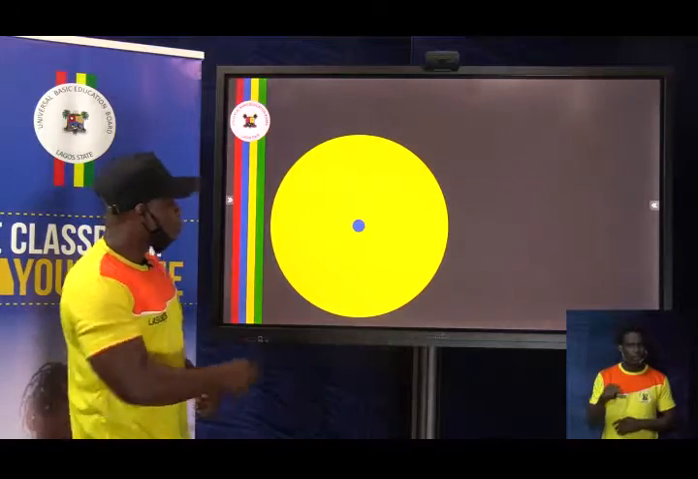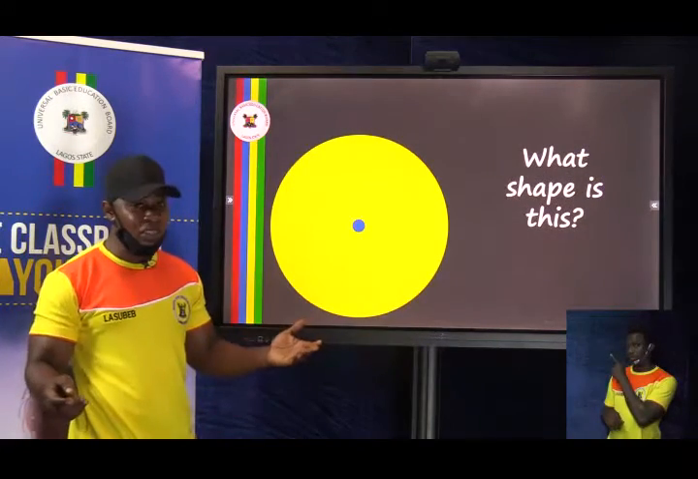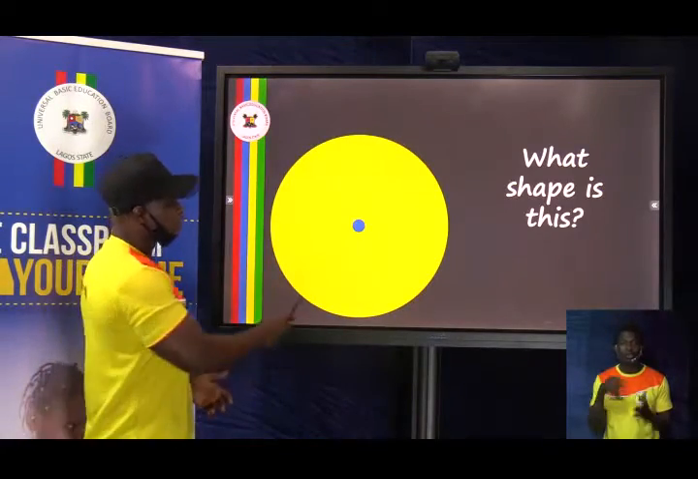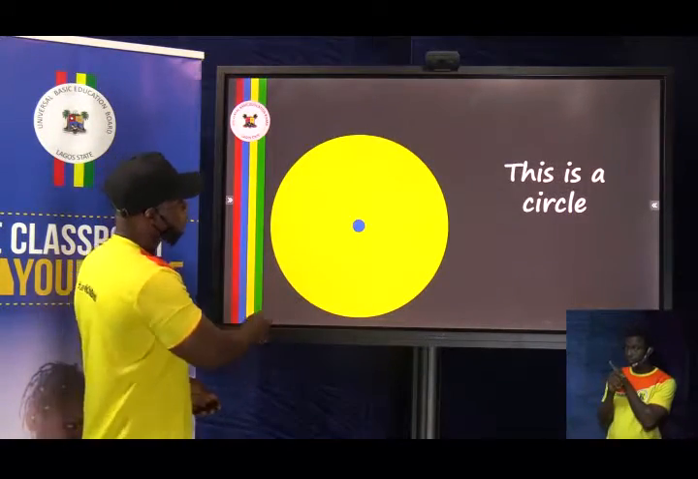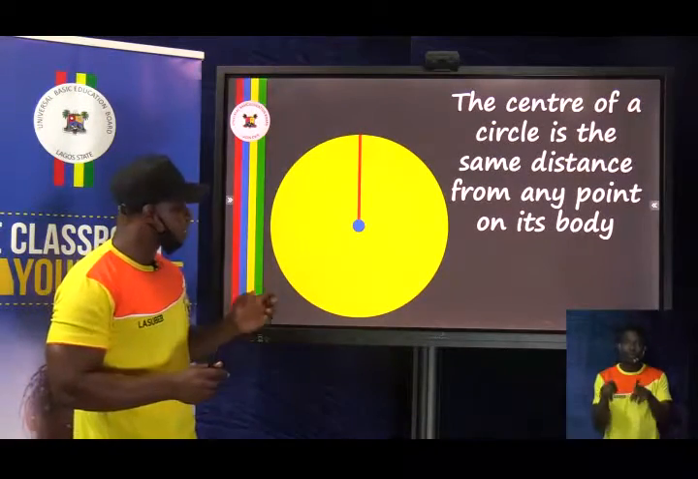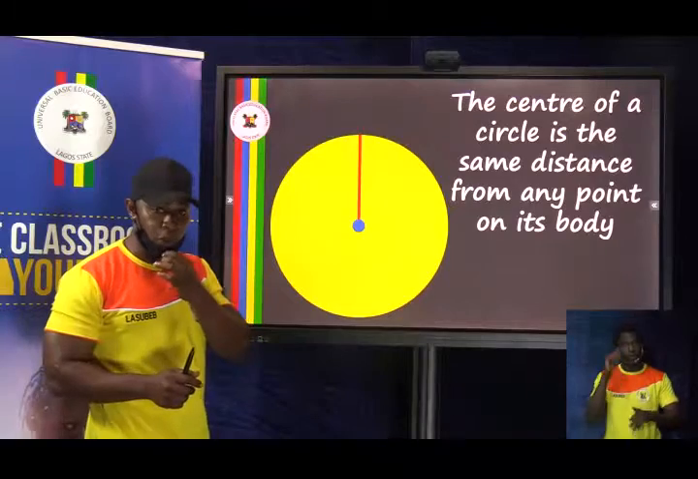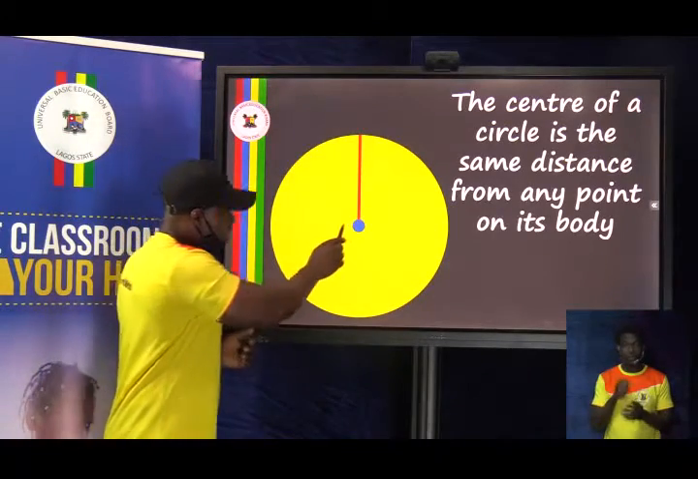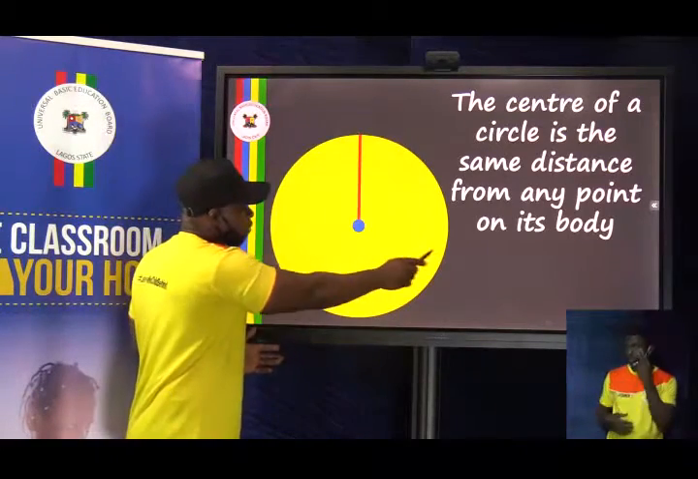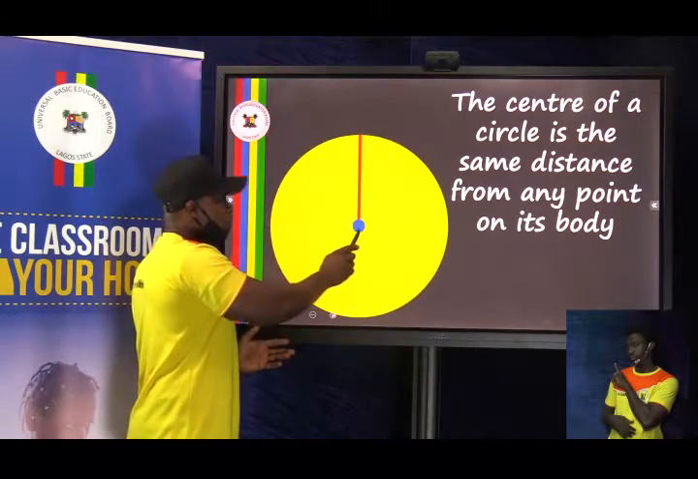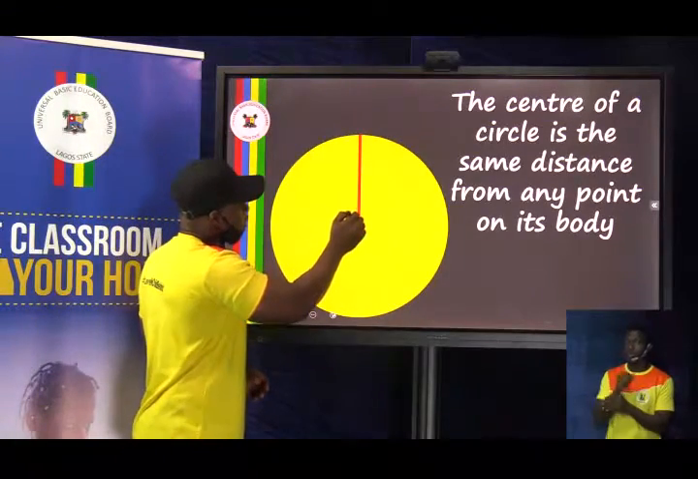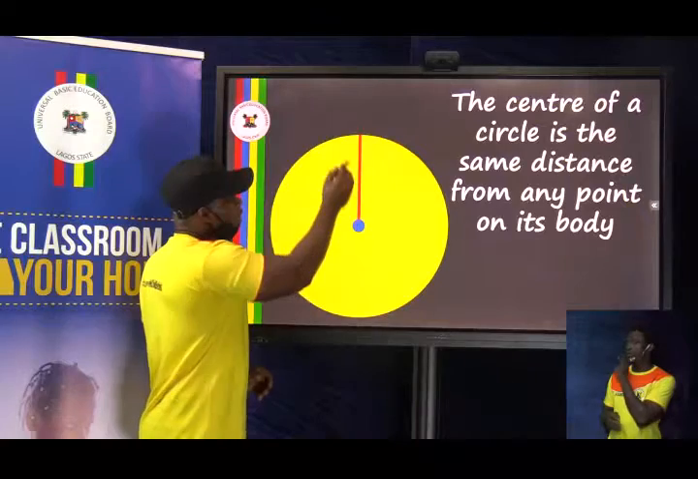So now, what is this shape? Of course, everyone knows it. You are crossing it at home. It is a circle. Now, this shape is a circle. The center of a circle is always the same distance from any point on its body. I'll take that again. From the center to any point on the body is always the same distance, whether from here to this place, or from the center to the left, or from the center to the top, or below. Let's see. This is a red line showing the distance from the center to the top.